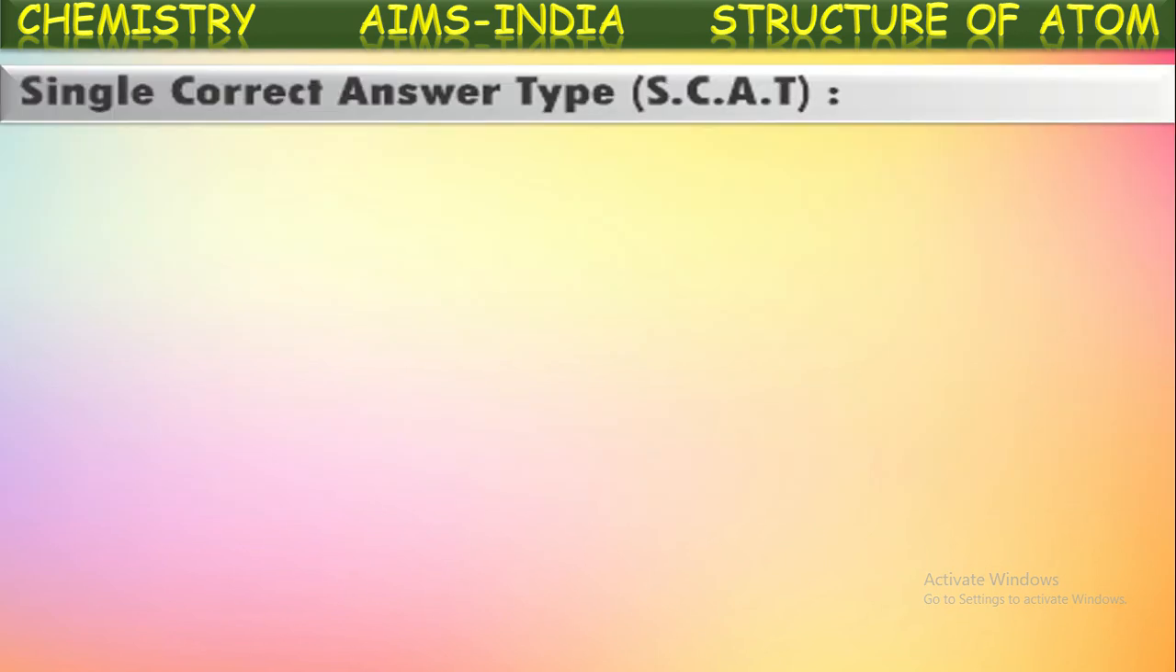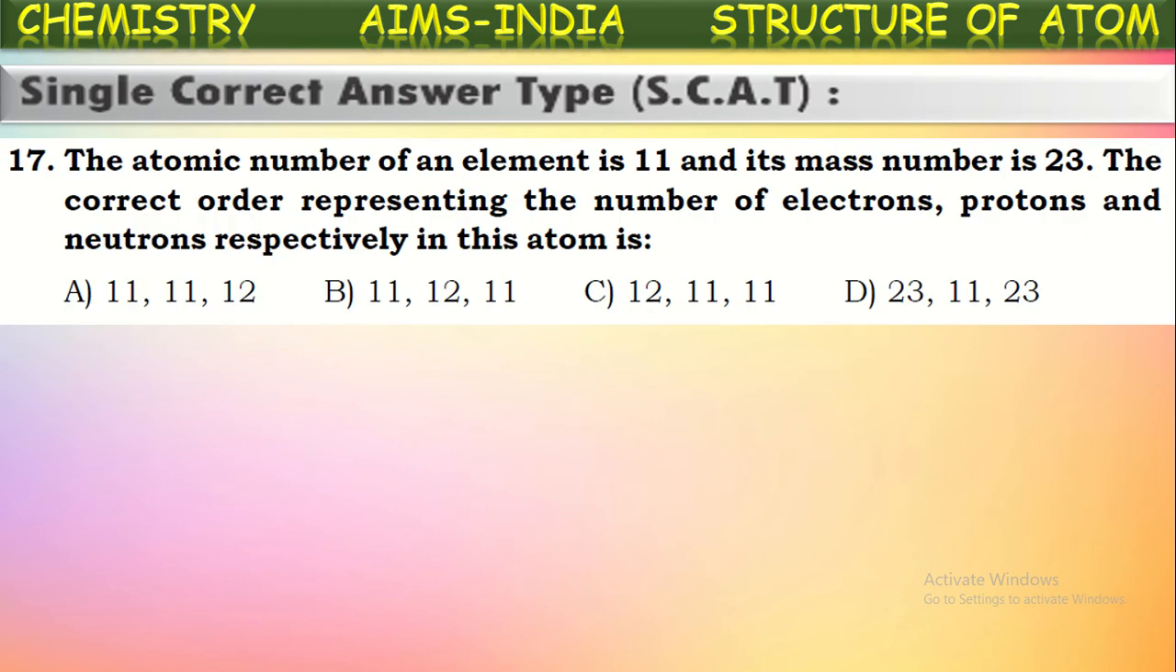Next, let us see the single correct answer type questions. See the first one among those. The atomic number of an element is 11 and its mass number is 23. Now, the correct order representing the number of electrons, protons and neutrons respectively in this atom is. So they have given here the atomic number and mass number.